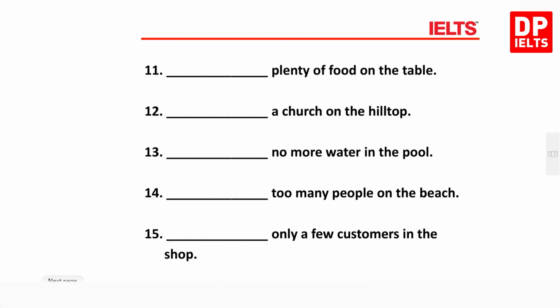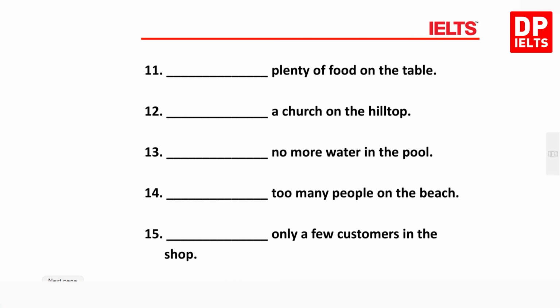Therefore, there is a church on the hilltop. Dash no more water in the pool. There is no more water in the pool. Poolல இனி தண்ணி இல்லை. ஸோ அது இல்லைன்றது குறிக்கின்றது. ஒதுவும் இல்லை, not plural. There is no more water in the pool.